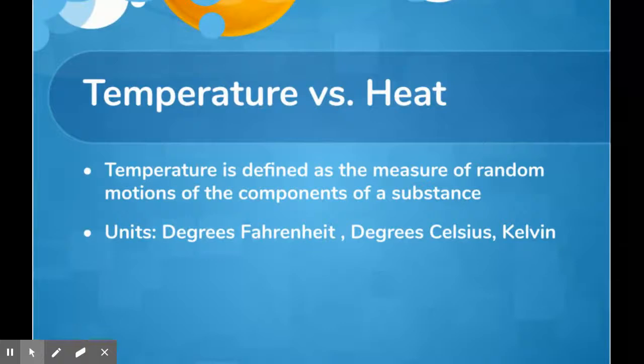Temperature is defined as the measure of the random motions of the components of a substance. So when you're taking the temperature, you're really measuring how fast the molecules are moving. The units it is measured in are degrees Fahrenheit, degrees Celsius, and Kelvin. Degrees Fahrenheit are really only used here in the US, so in science we use metric systems, so we will be using mainly degrees Celsius and Kelvin.